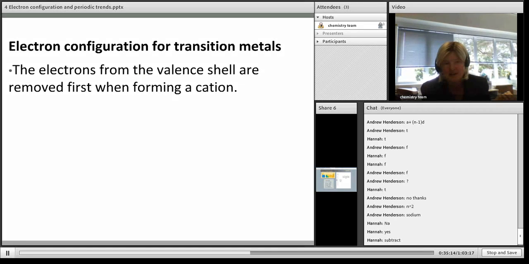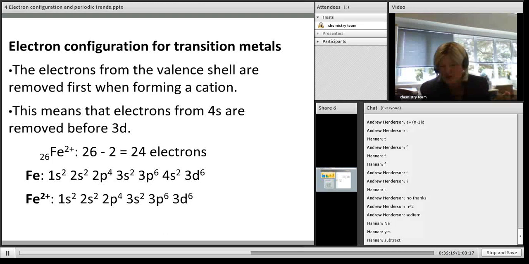So just very quickly, if I did that with the transition metals, because these are the tricky ones, and they basically always get asked. The electrons go from the valence energy level, not necessarily the highest energy level. It's normally the same thing, but it's from the valence, the outermost energy level. So will you get your electrons removed from the 4s or from the 3d first? Which one is the outermost energy level, the 4th one or the 3rd one?